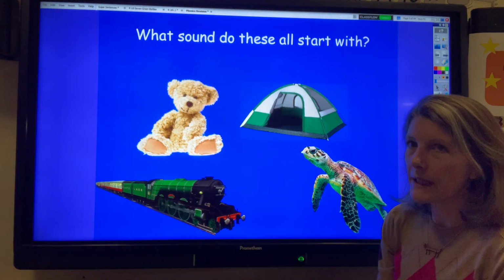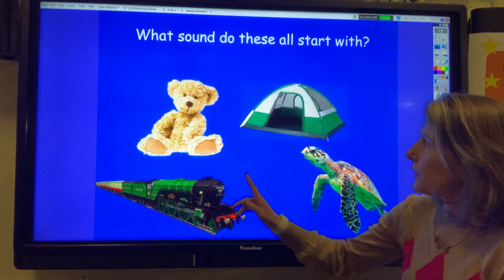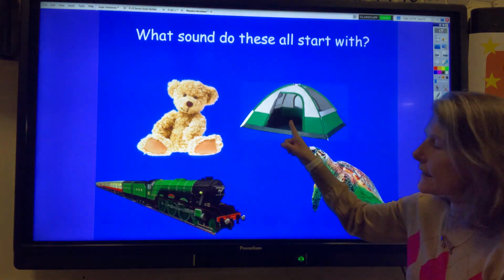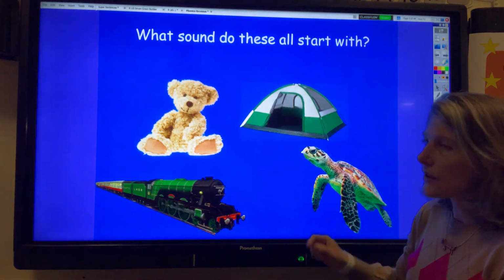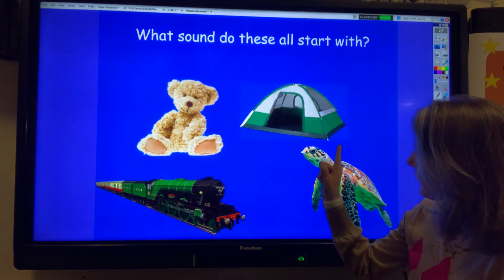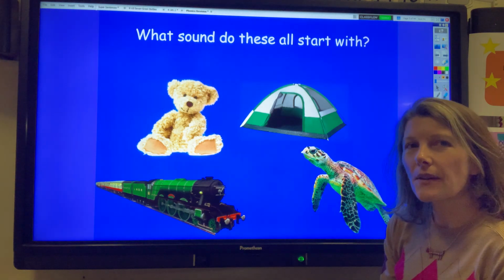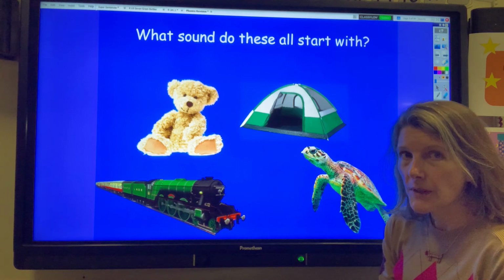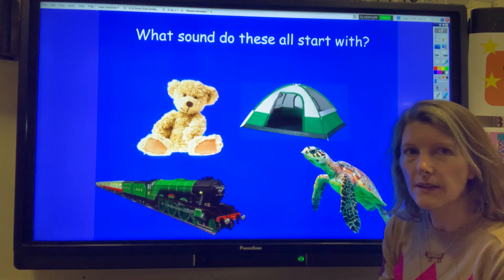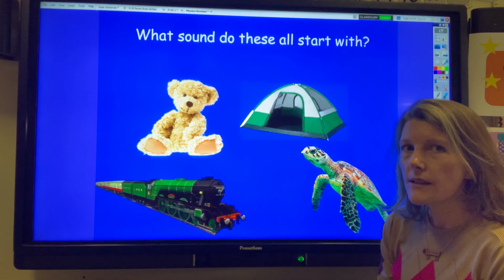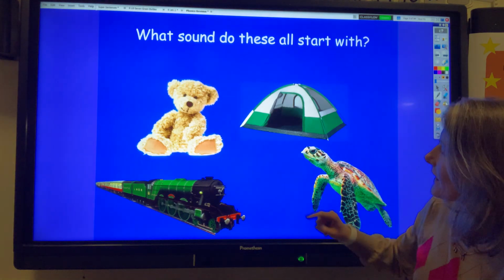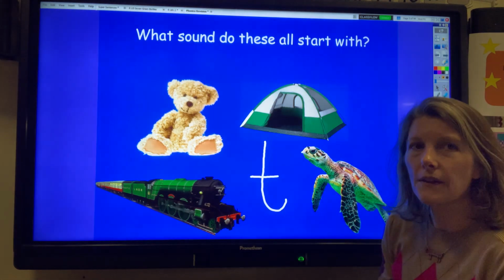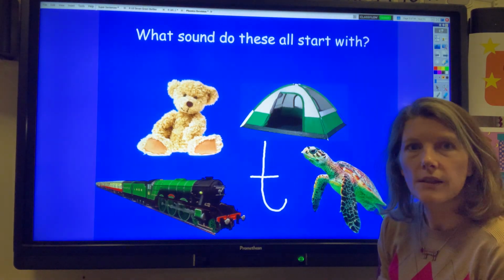Now we've got 4 pictures again. We have got a teddy, a train, a tent and a turtle. And strangely, they're all kind of a greeny colour, aren't they? So a tent, a teddy, a train and a turtle. It's a bit of a tongue twister, which also starts with the same phoneme. T, t, t. You've got it. The grapheme is T and the phoneme is T, T, T, T.